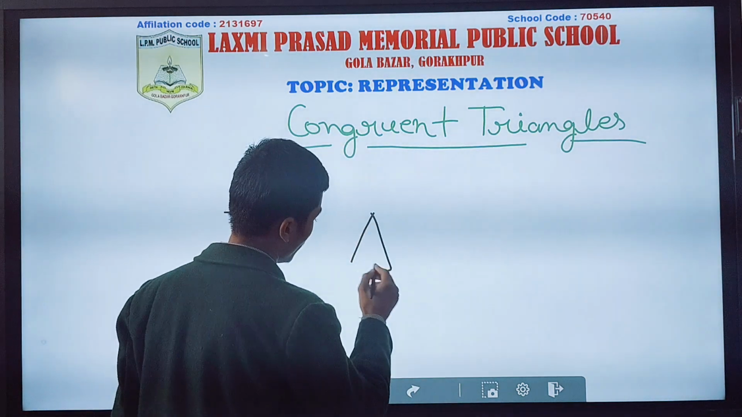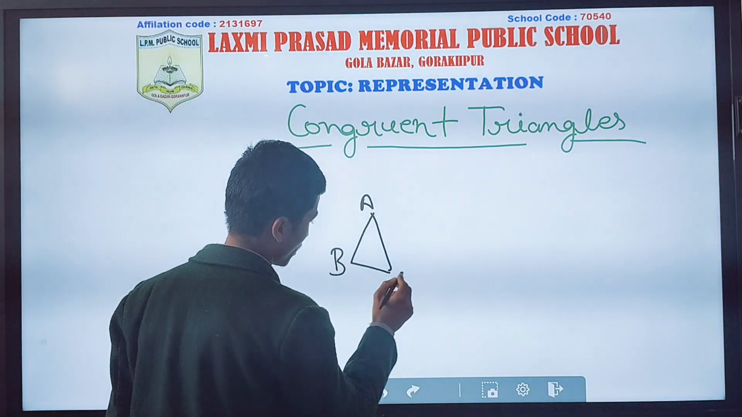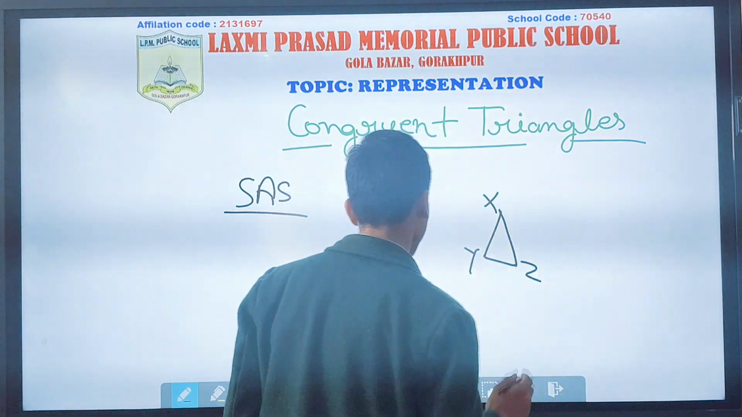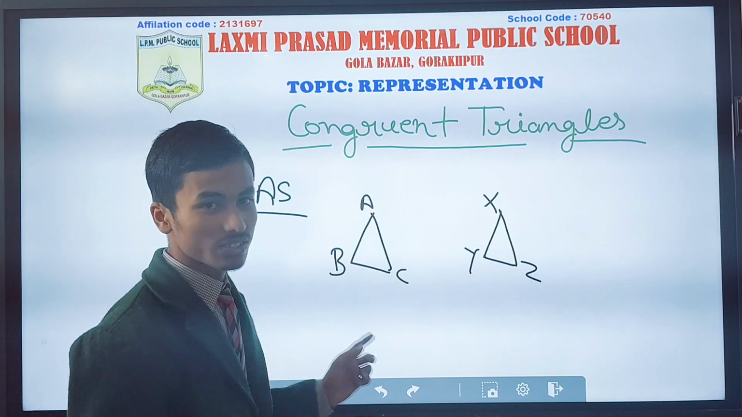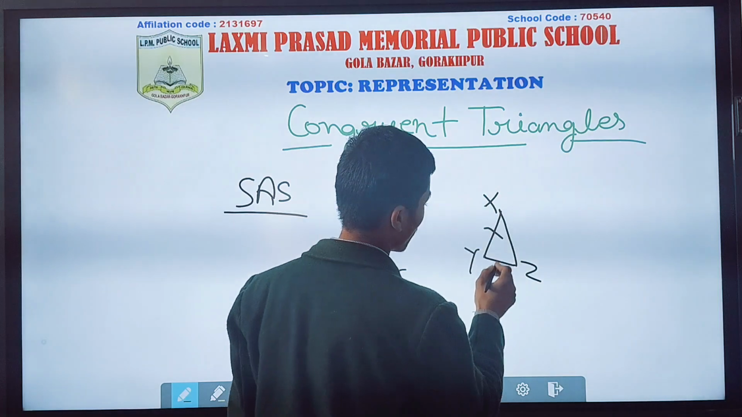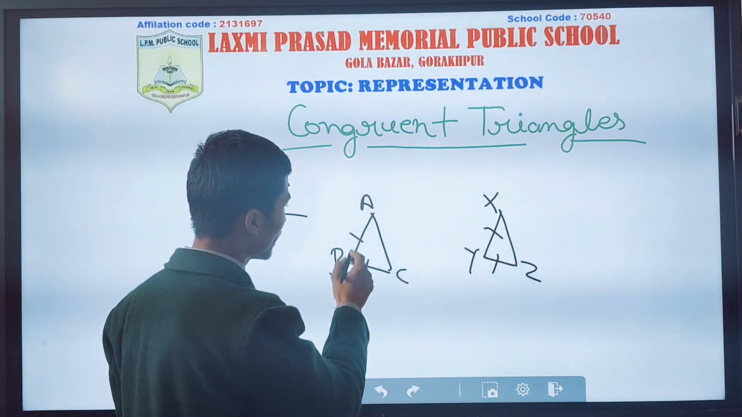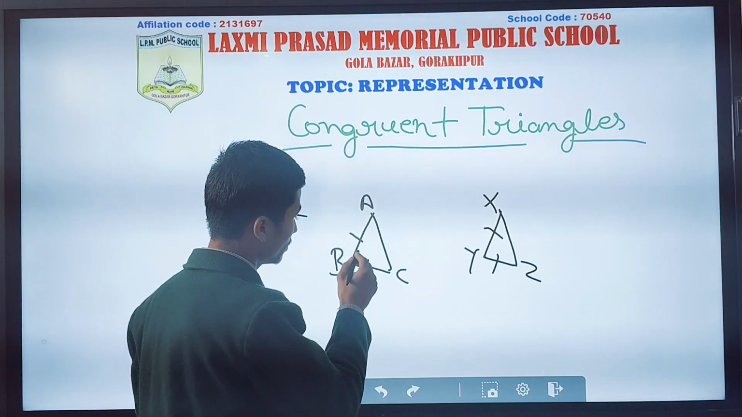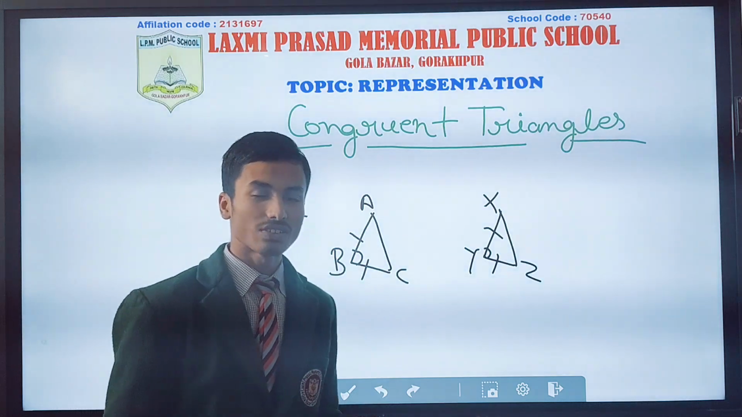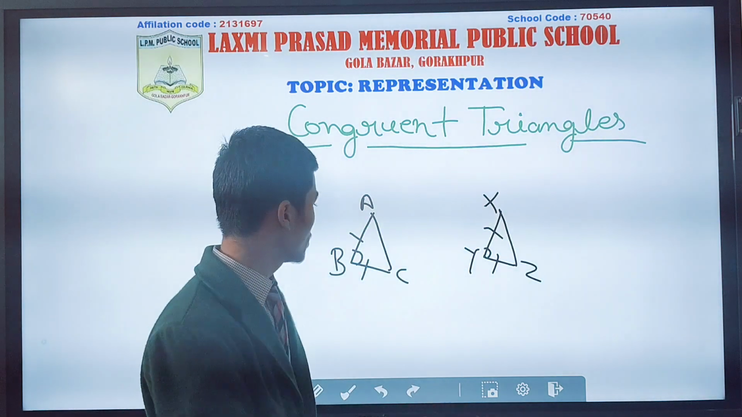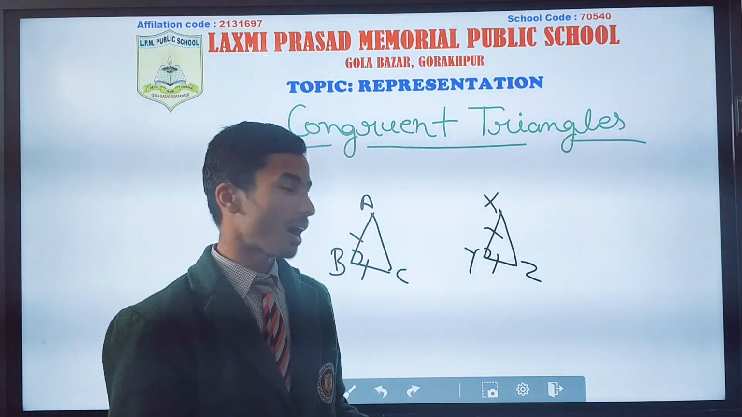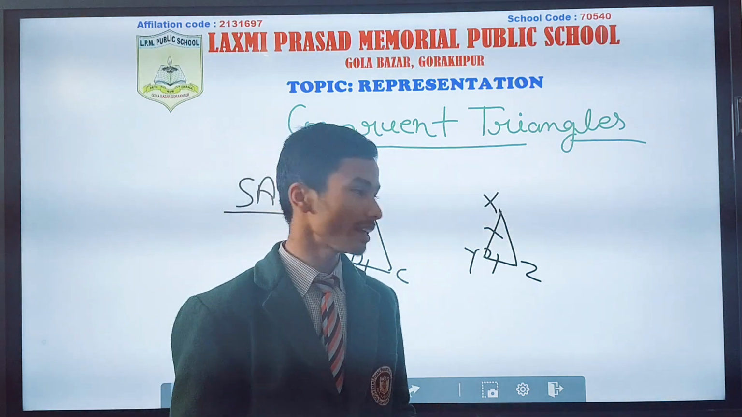So here is a triangle ABC and here is another triangle XYZ. These two triangles are said to be congruent by the SAS condition if the two sides AB and BC and the sides XY and YZ are equal, and the angle made by the two line segments, angle ABC and angle XYZ, should also be equal, so that it follows the condition of SAS. So these two triangles are said to be congruent. It means AB and XY, BC and YZ, and the angle formed by these two line segments are equal. So these triangles are said to be congruent by the SAS criteria.